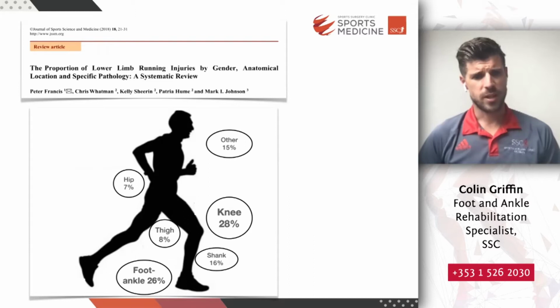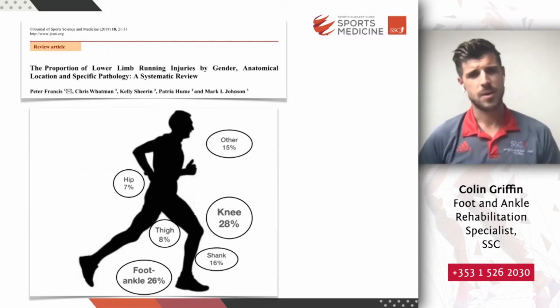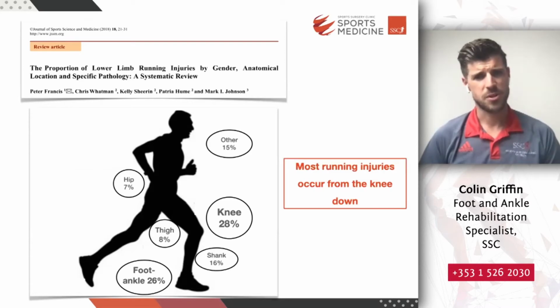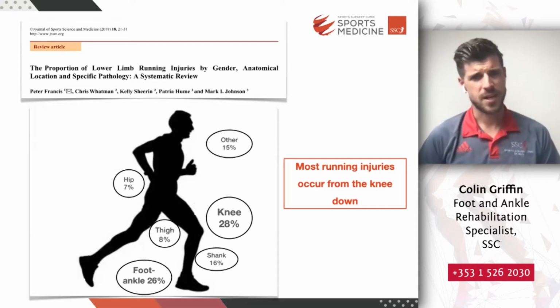Most systematic reviews of running injuries and where they occur show that the knee is the most common injury site for running related injuries. In the most recent systematic review in 2018, 28% of running injuries occurred at the knee, and 26% around the foot and ankle area. But the main thing you can take from this is that most running injuries, probably about 2/3 or 70%, occur from the knee down. So there's probably a message in that in terms of the biomechanical demands of the lower leg, and how we might try and condition that in our strength and conditioning program.